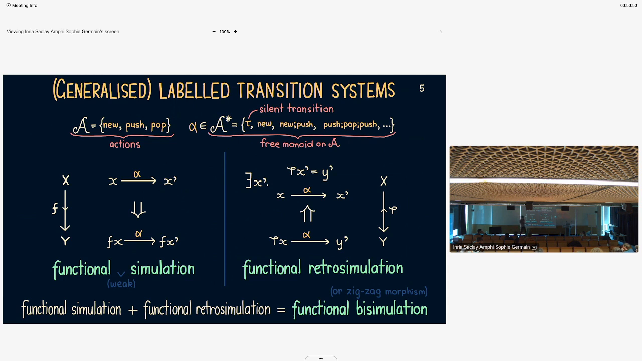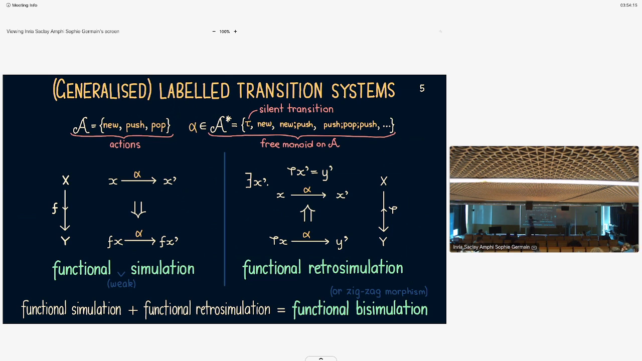Now, I've introduced this term retro simulation, but really this is just a simulation which is a function in the other direction. A simulation is a relation. So you can say, well, what happens if I have a simulation where the opposite of this relation is a function? That's what I'm calling a functional retro simulation.